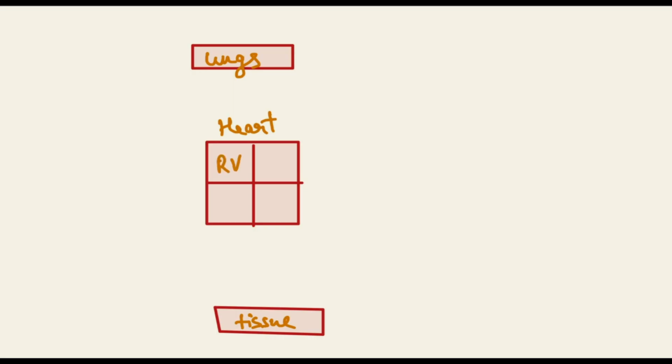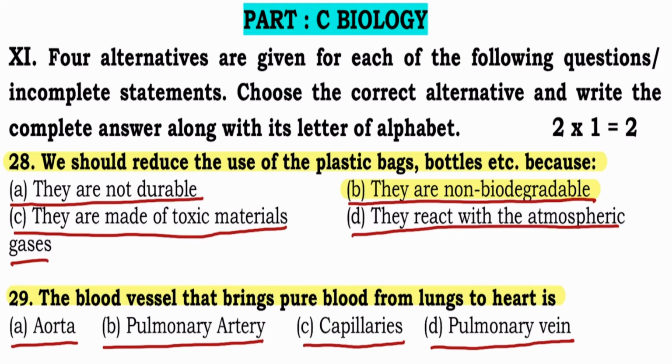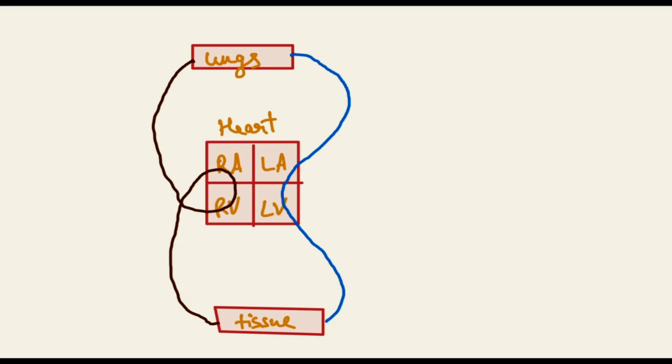So heart. First, when we breathe, the oxygenated blood goes from lungs to heart and then from heart to tissues, organs. Then from organs or tissues, this blood is collected by veins back to heart and then it will go to lungs. So in this question, they are asking about the blood vessel that brings pure blood from lungs to heart. They are asking about this vessel and this is the pulmonary vein.